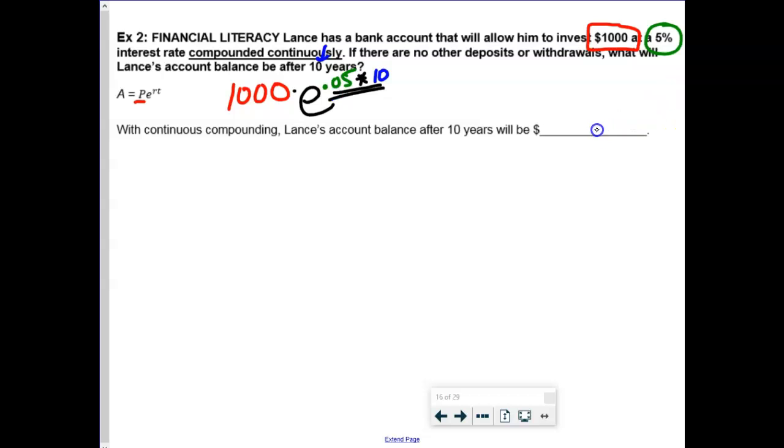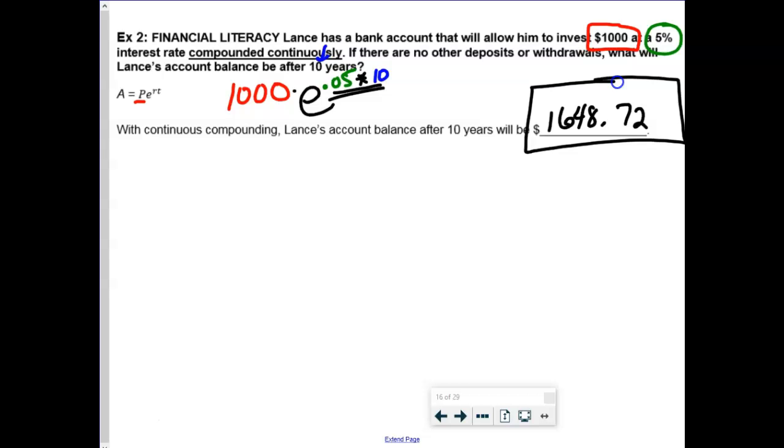And this is money. So an appropriate place around your money would be the hundredths place. So I think you get $1,648.72. Can we get a confirmation on that? He's just rolling in the interest. My goodness. That's crazy.